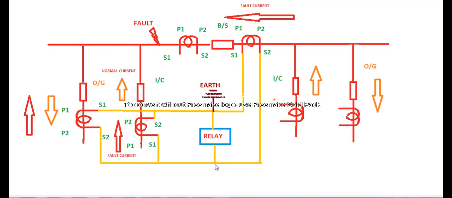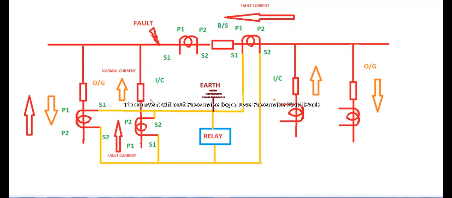Hello guys, now we are going to see how busbar differential works. It's based on a simple concept: the sum of incoming current equals the outgoing current. This is the basic. If you understand the basics properly, you can do any function. Let me explain the busbar differential function, how it works, and then how to make summation of CTs.